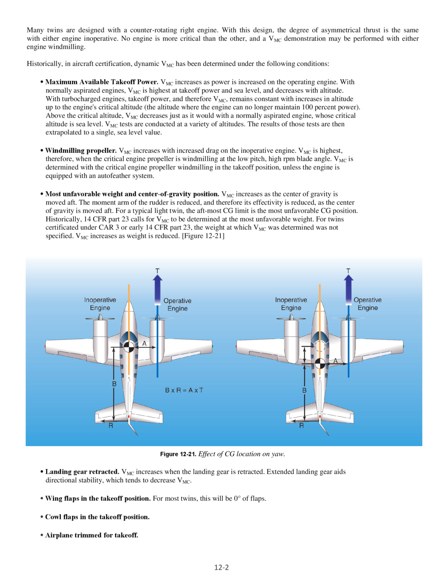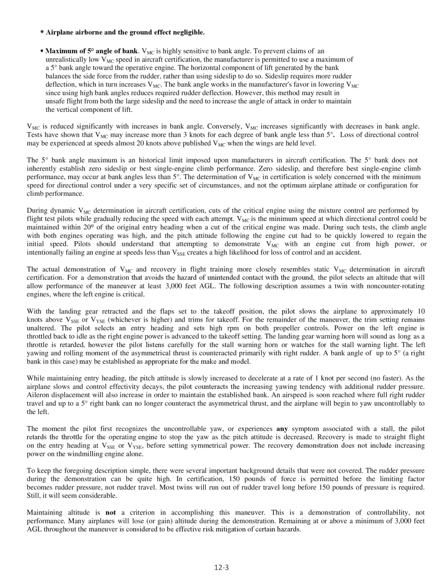Figure 12-21, landing gear retracted. VMC increases when the landing gear is retracted. Extended landing gear aids directional stability, which tends to decrease VMC. Wing flaps in the takeoff position. For most twins, this will be 0 degrees of flaps. Cowl flaps in the takeoff position. Airplane trimmed for takeoff. Airplane airborne and the ground effect negligible.